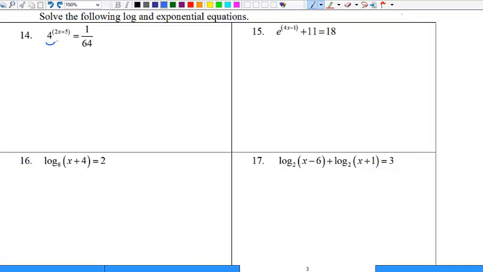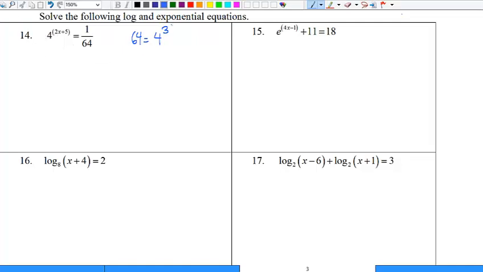For example, this has a base of 4 on the left and a base of 64 on the right. I know it's 1 over 64, but we can manipulate that a little bit. Now, 4 and 64 can be rewritten as a common base. So, 64, I know, can be rewritten as 4 cubed because 4 times 4 times 4 is 64. And 4 is the same base on the other side, so I can really change how this looks so that they have the same base. So what we're going to do on number 14 is called the change of base method.